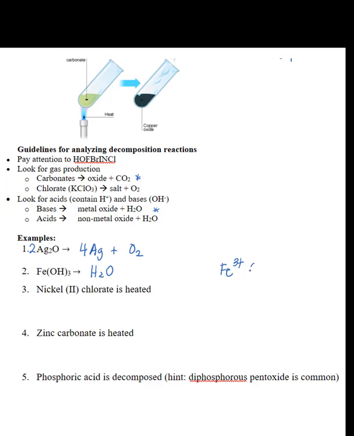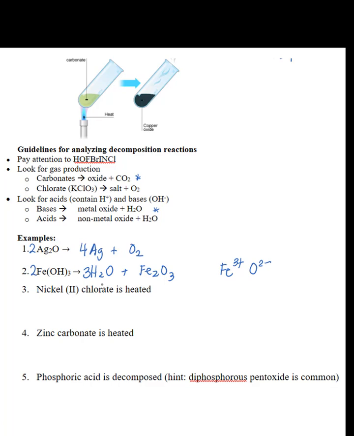I need to combine that with oxygen. So the ion for oxygen is O2-. I'm going to cross over and I make Fe2O3. To balance this equation, I'm going to balance the iron first. Put a 2 there. Next, I'm going to do the H. I now have 6H. So I'm going to put a 3 in front of the H2O. And I have a total of 6 O's, which is what I have on the left.